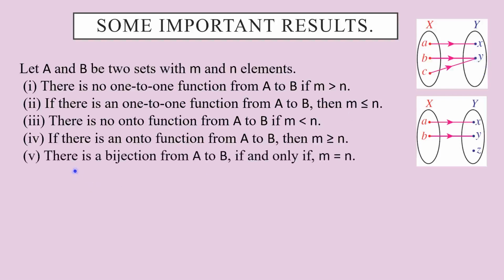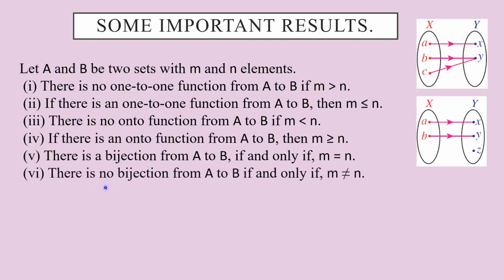See the fifth one, there is a bijection from A to B if and only if m equal to n. Bijection means both one to one and onto. That is called the bijection function. So ரெண்டுமே satisfy பண்ணனும் அப்படின்னா then m equal to n. Number of elements ரெண்டு செட்ல equal இருந்தா மட்டும்தான் then there is this bijection function. There is no bijection function from A to B if and only if m not equal to n. ரெண்டுலயும் ஈக்குவலா இல்ல number of elements அப்படின்னா அங்க bijection function கிடைக்காது.